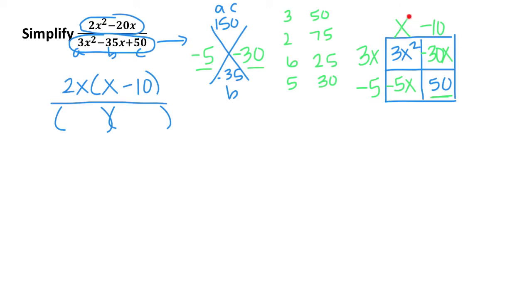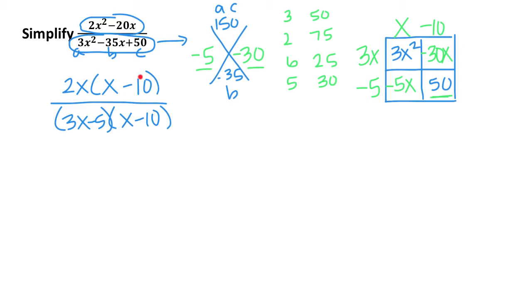So for example, x times 3x, that's 3x squared. Negative 10 times 3x, we get negative 30x. x times negative 5, and we get negative 5x. And then I already checked negative 10 times negative 5, positive 50. So I'm just making sure that everything works out and that I am correct. So these are my factors, 3x minus 5 and x minus 10. Okay, so once everything is factored, we can simplify common factors.